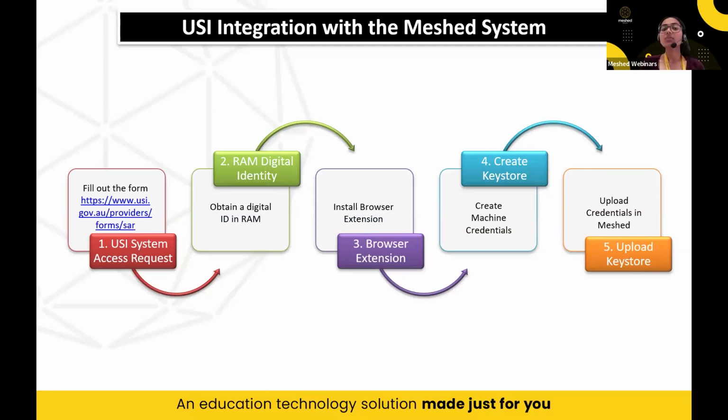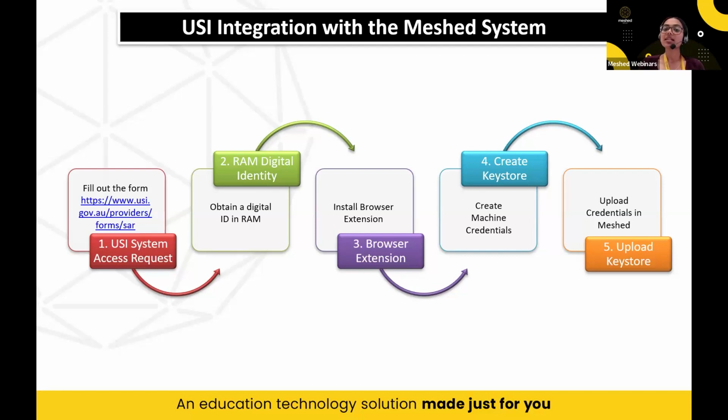When you're filling out this form, it's very important that you make sure the ABN number, the legal name, and the college details that you're providing match with the mesh system. If they do not match, then you will see some errors when the integration starts to run. So after the access is granted, or meanwhile the access is being granted, you can go to RAM or Relationship Authorization Manager and obtain a digital identity in RAM for your college.